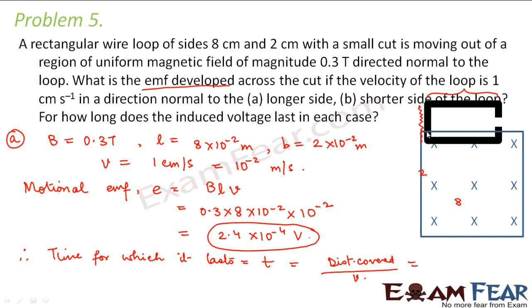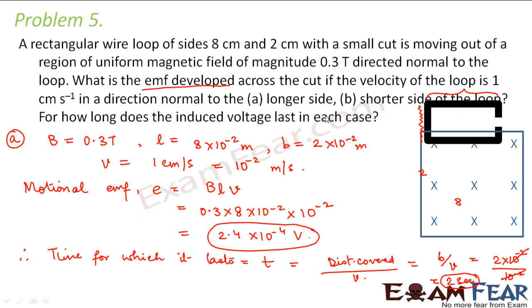What is the distance covered? This much distance. This distance is b, right? So this will be b divided by velocity. What is b? 2 into 10 to the power minus 2 divided by 10 to the power minus 2. So this is equal to 2 seconds. So this will last for 2 seconds. That means 2 seconds is the time this loop takes to cross this interface. After that, the entire loop will be out of the magnetic field. Therefore, the induced EMF and induced current will be equal to 0.